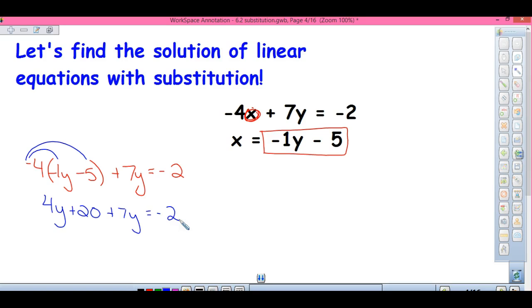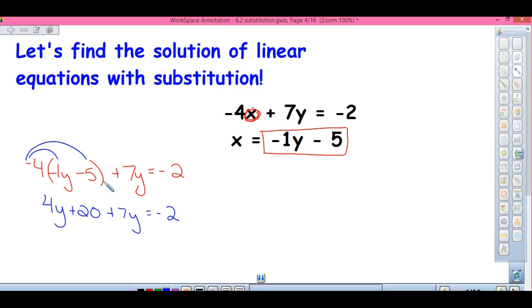Yes, sir? Because we put this in for x right there. And then we just rewrote everything else, just exchanging this for my x. Okay? Does that make sense?